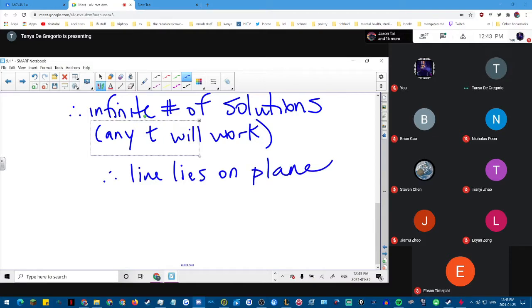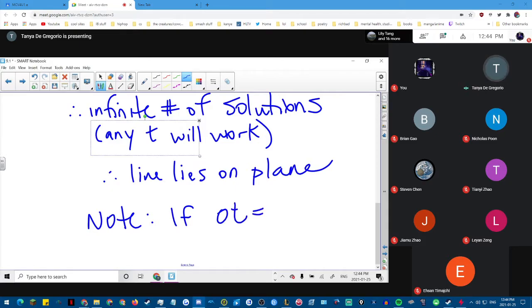Okay. So what about if you got a false statement? What do you think that would mean? What would a false statement look like? 0t + 4 = 0. Okay, sure. So it'd be something like this.